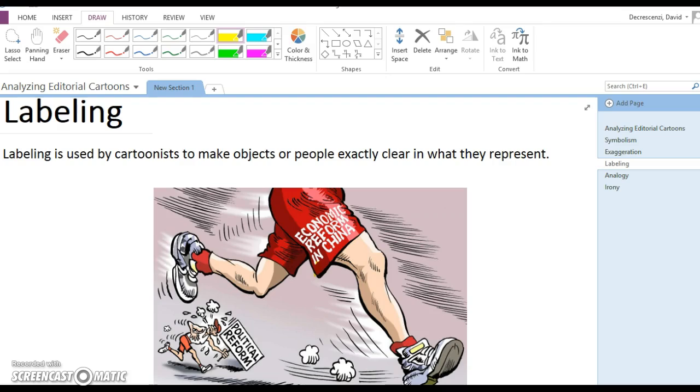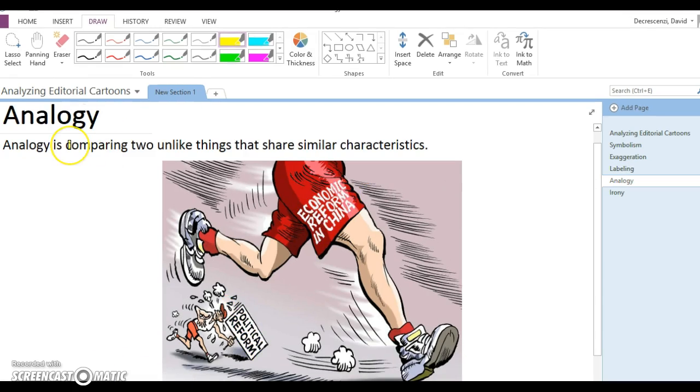Labeling is used by cartoonists to make objects or people exactly clear in what they represent. If we look at our cartoon below here, we could see that it's clear that the cartoonist has labeled economic reform in China on the runner's shorts, and down here in a sign that the small runner is holding up, he has put political reform as a label. These are the 2 labels that the cartoonist has used in this editorial cartoon.